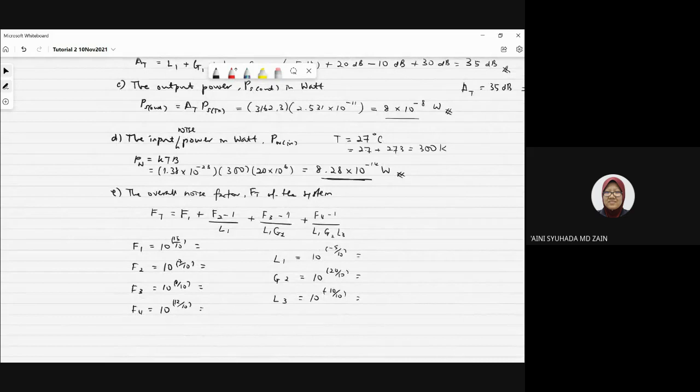Okay, so what is the value for F1? 31.62. 31.62. F2, 5.01. 6.3.